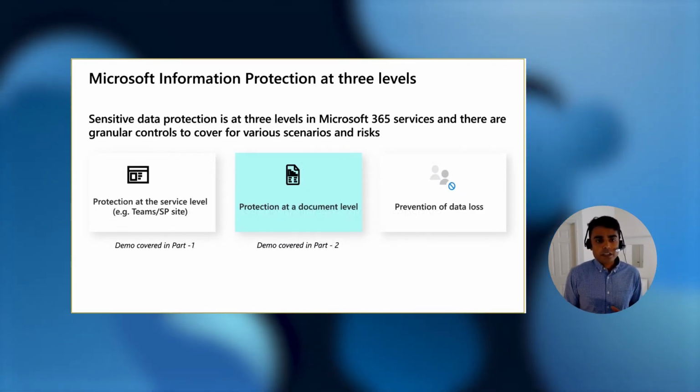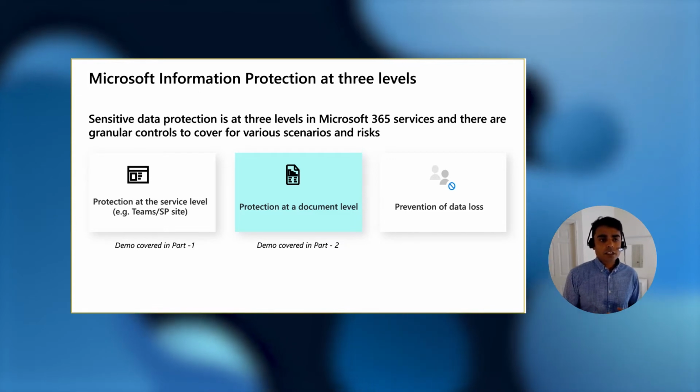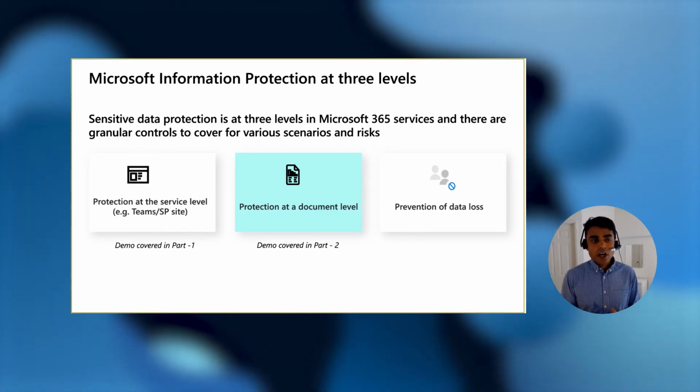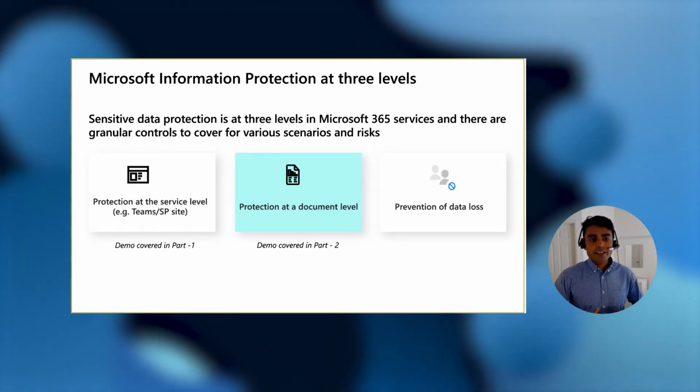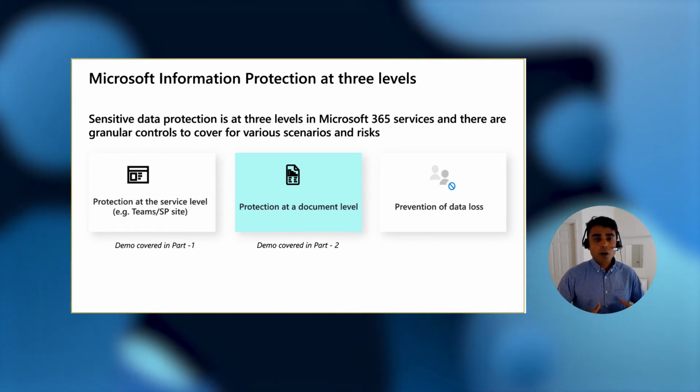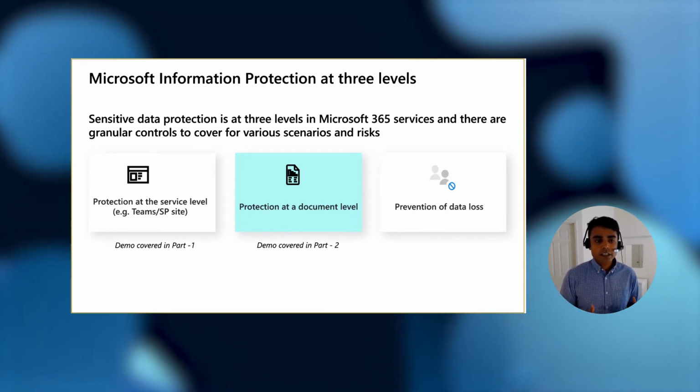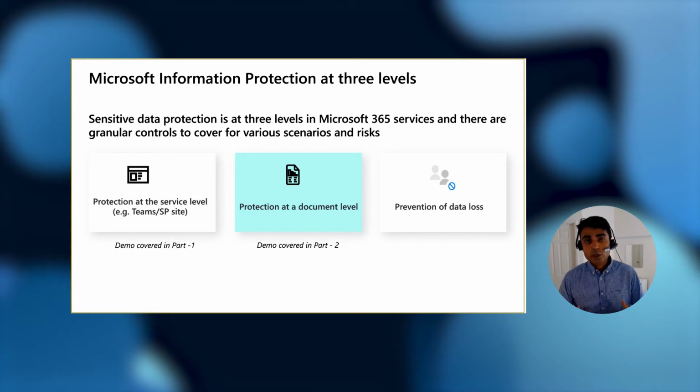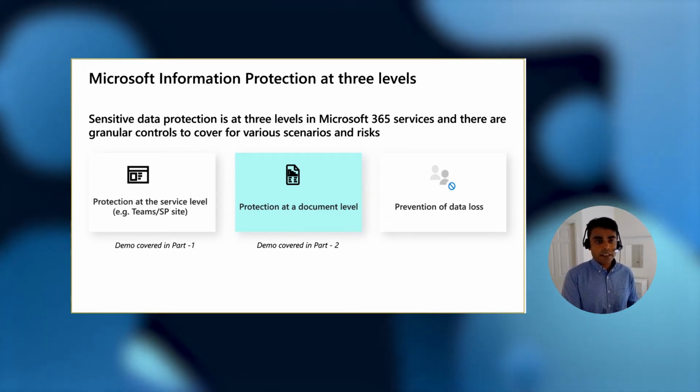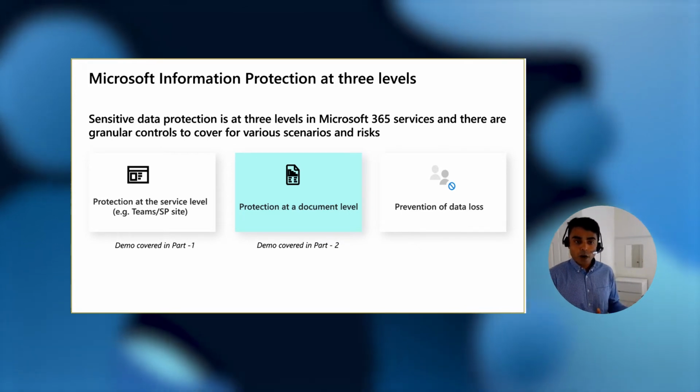Microsoft Information Protection provides you security at different levels. At first, the protection is at a service level. For example, holistically, how do you protect the content in Teams and SharePoint, who you are sharing to, and who can download content. These are the things that a Microsoft Information Protection label can provide. More about that in our part 1.